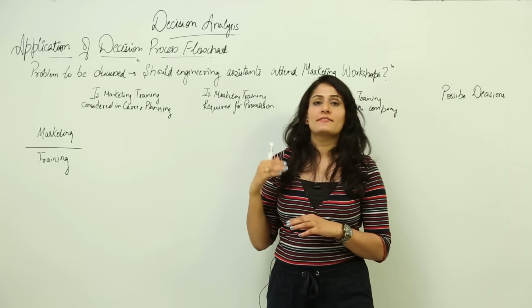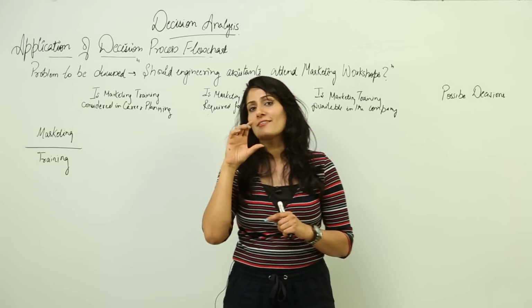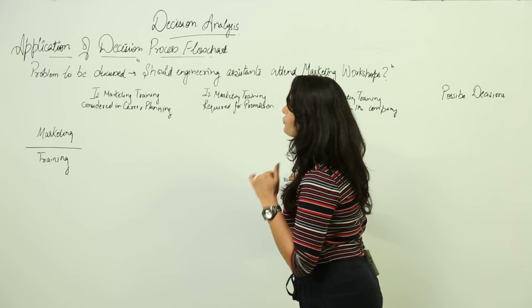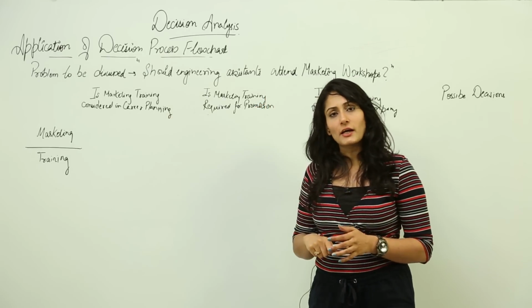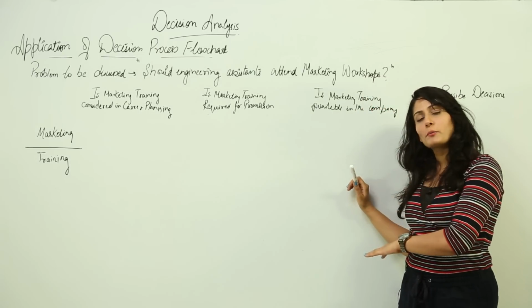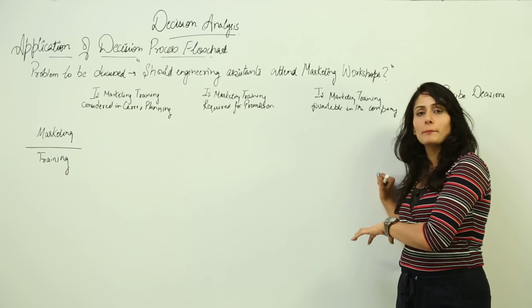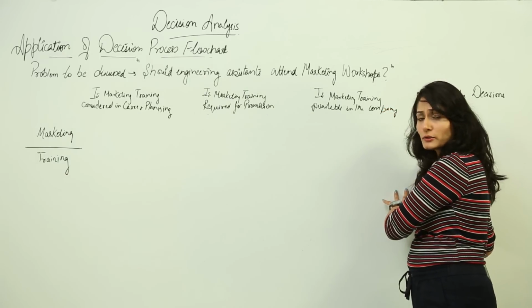And then the second step would be that your team would list the questions which would be used as decision points in this flow, right. So here I have used 3 questions. The first one is, is marketing training considered in career planning? The second one is, is marketing training required for promotion? And the third one is, is marketing training available inside the company itself, right. So using these questions we would reach a final decision.